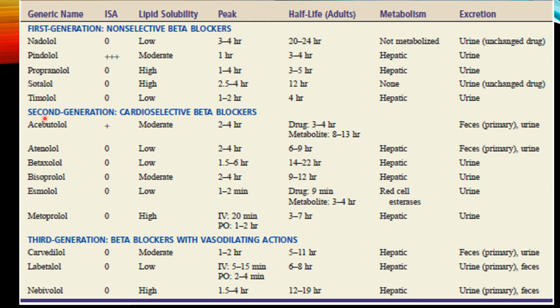We also have the second generation, the cardioselective beta blockers. We have acebutolol, atenolol, betaxolol, bisoprolol, esmolol, and metoprolol. The prototype for the selective beta blockers is metoprolol. And we also have third generation beta blockers with vasodilating actions: carvedilol, labetalol, and nebivolol.